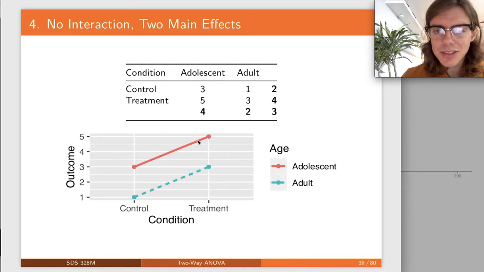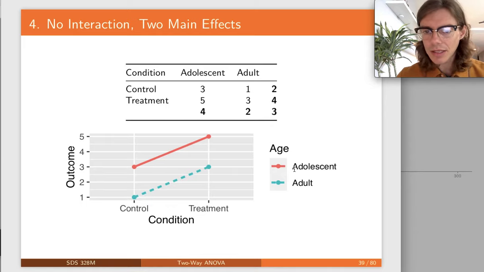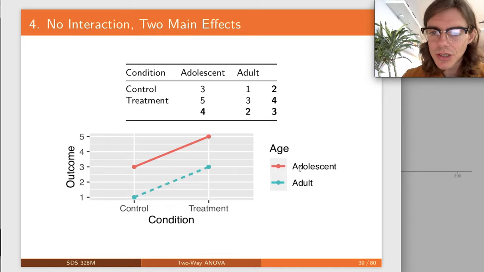And how can we see that? So in this plot, the lines are parallel. They're doing the same thing. So think about it by age. For adolescents, the effective treatment is to raise your score from 3 to 5 on average. So it goes up by 2. If you're an adult, the effective treatment is to raise your score from 1 to 3. So it also goes up by 2. If it goes up by the same amount, that means the effect of the treatment is the same for each age group. So there's no interaction.